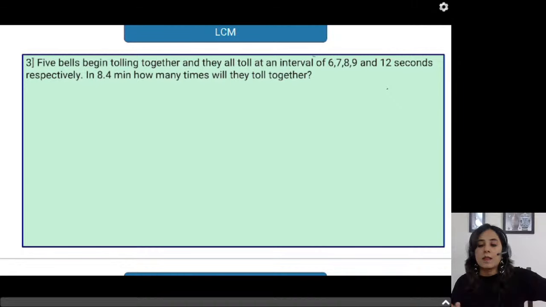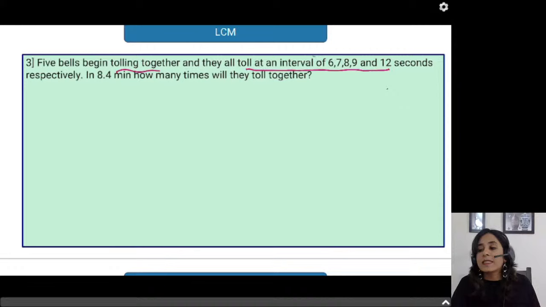So, guys, in this particular question, I have been told that there are five bells and they are tolling together, and again they all toll together at an interval of 6, 7, 8, 9, and 12 seconds. I have to find out in 8.4 minutes how many times are they going to toll together. They have started tolling together, and next time they are going to be tolling together at an interval of the LCM of all these five numbers.